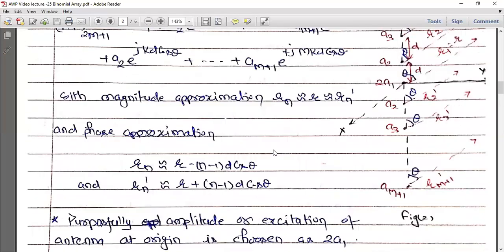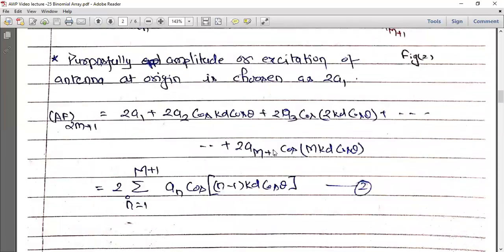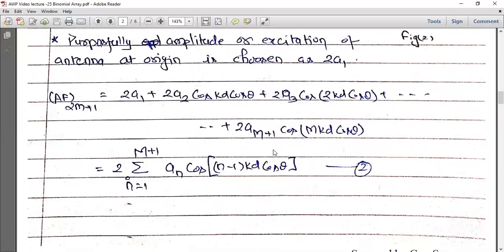Now when we combine the positive and negative phase terms, the array factor will come to a simplified form as you can see. So the array factor becomes 2a1 plus 2a2 cos of kd cos theta plus 2a3 cos of 2kd cos theta and so on up to 2am plus 1 cos of mkd cos theta. Now you can very well understand why we consider the magnitude provided to the first element to be 2a1. This is because now you can take 2 outside this array factor and compactly it can be written as the sum from n equals 1 to m plus 1 of an cos of (n minus 1) kd cos theta.